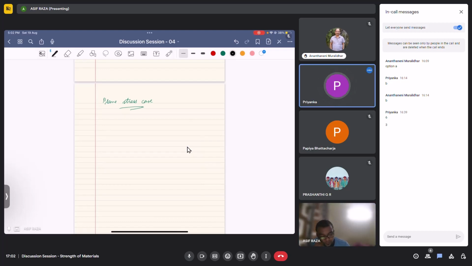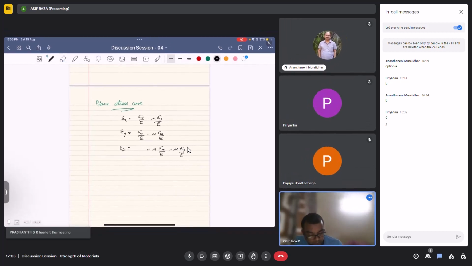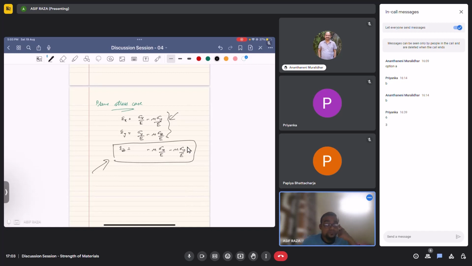Then sigma z will be 0, but we cannot say about epsilon z. So epsilon x would be sigma x upon E minus mu sigma y upon E, and sigma z would be 0, so we don't need to write sigma z by E. Epsilon y is equal to sigma y upon E minus mu sigma z upon E. Epsilon z is sigma z upon E, a general thing, but since sigma z would be 0 we can still find it. Our concern is only sigma x and sigma y, so these two equations suffice and there won't be any need to use the other equation.